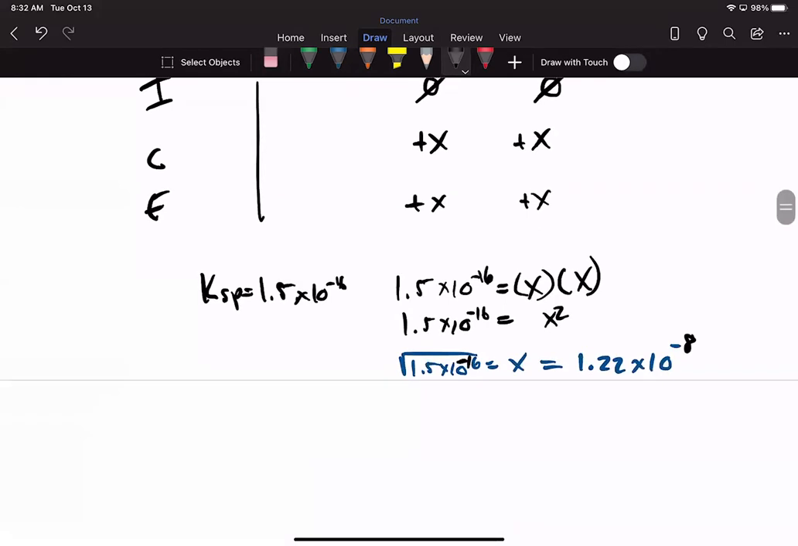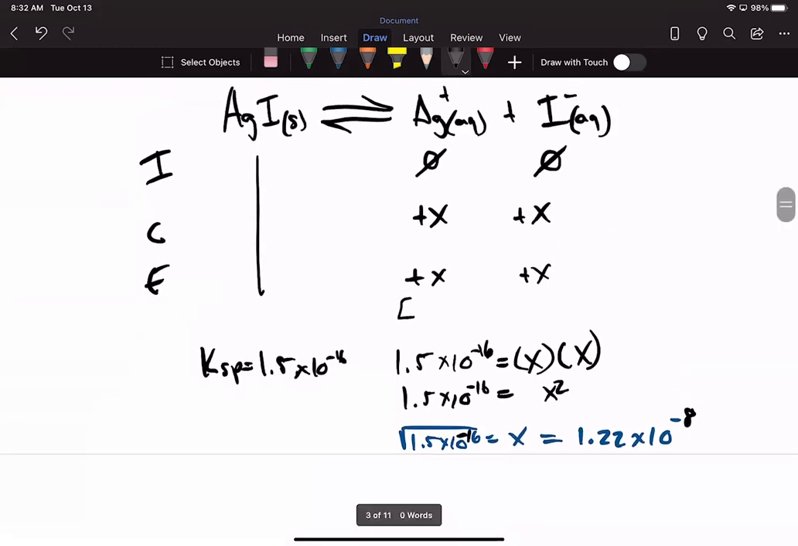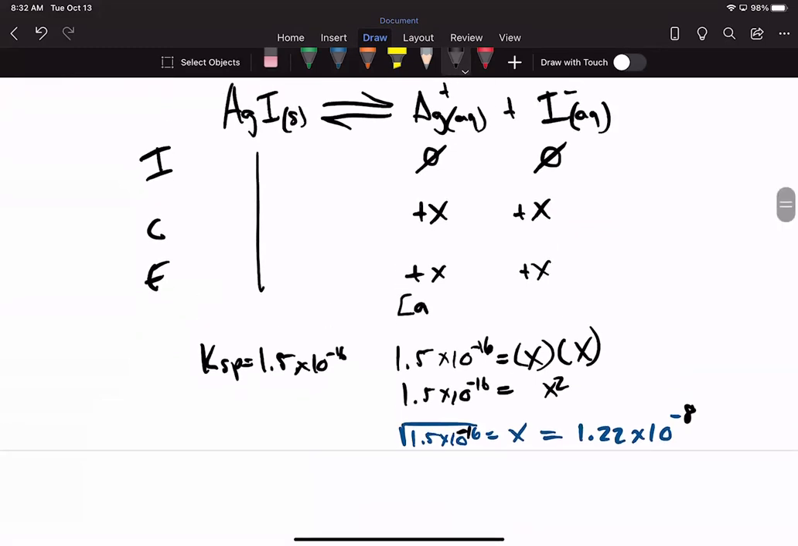So we now have those concentrations, right? If x is equal to that, we know the concentration of silver is equal to 1.22 times 10 to the minus 8. We know that the concentration of iodide is equal to 1.22 times 10 to the minus 8. How about another one? Let's do another one.